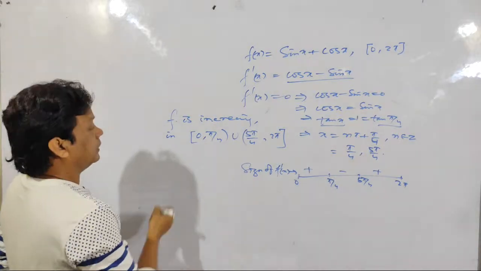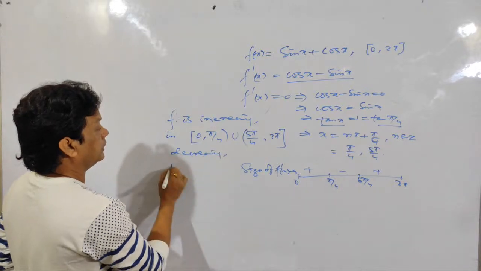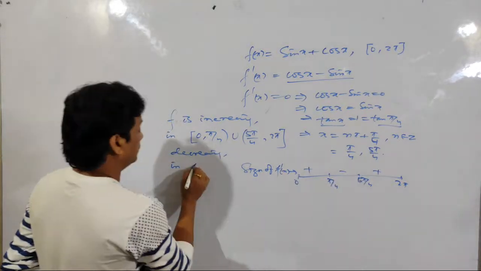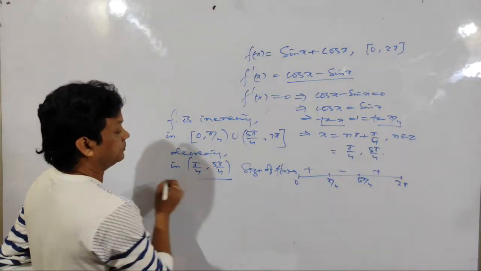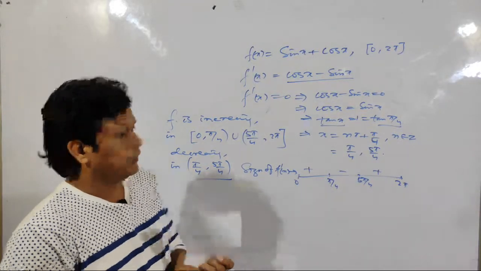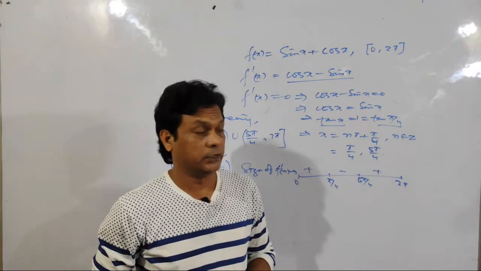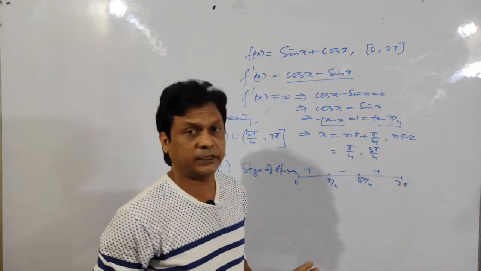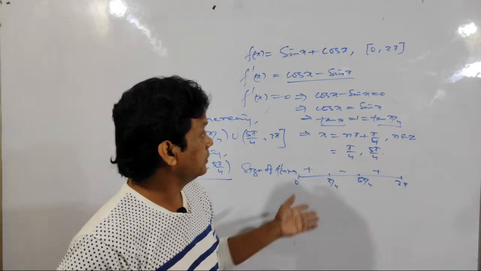Clear? And decreasing in pi by 4, comma 5 pi by 4, open interval. Clear? The points at which the derivative is 0, you should put open interval. And the question is that you only have to test at the extreme points. Okay? And if at the extreme points it is undefined, then omit. It will be open interval.